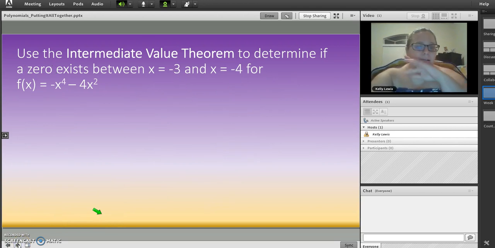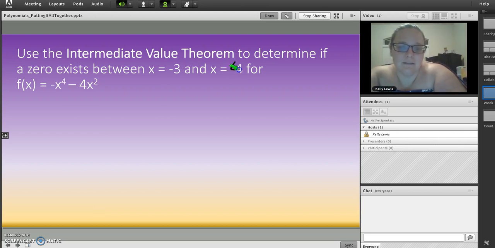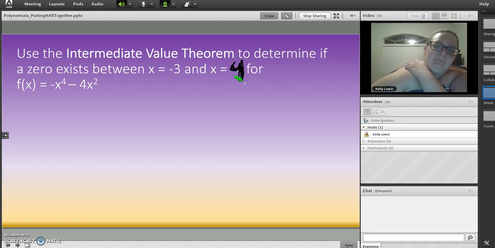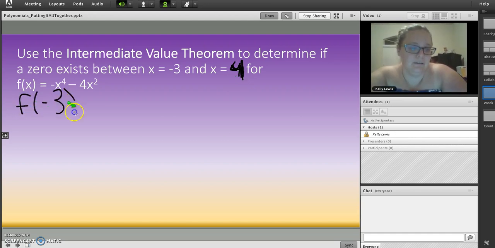All right, let's do this guy. This is what I was looking at. I knew this problem was coming up. Let's do positive 4 instead of negative 4. Can we do that? All right, now let's do it. We're going to do f of negative 3, see what we get, and then we're going to do f of 4 and see what we get.